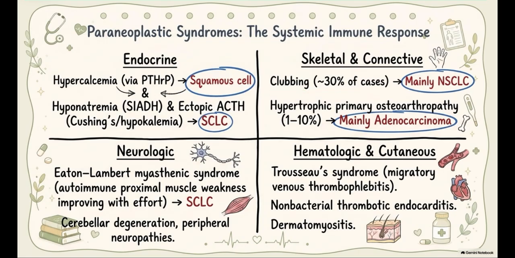Neurologic syndromes include a rare autoimmune condition. The body's proximal muscles become deeply weak, but strangely improve with effort. This is strongly linked to small cell lung cancer. Finally, blood and skin syndromes include abnormal blood clotting and severe muscle inflammation.